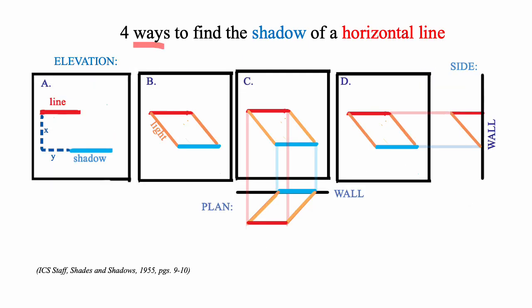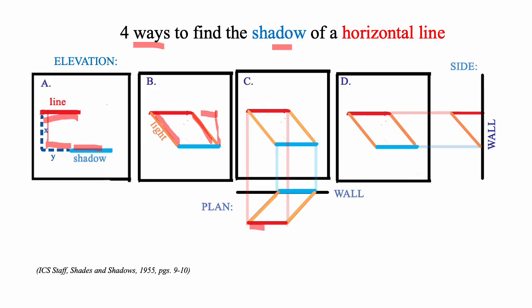Let's use these 4 ways to find the shadow of a horizontal line on a wall. So here's the line and here's the shadow. And if we know x and y, we can find the shadow. If we know the light direction, we can also find the shadow, assuming we also know x or y.